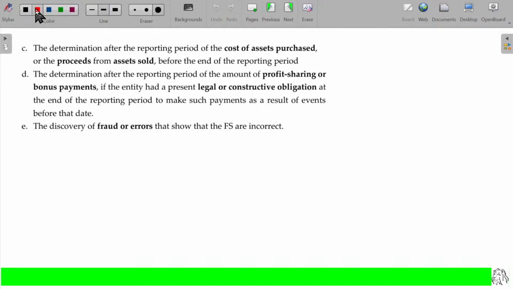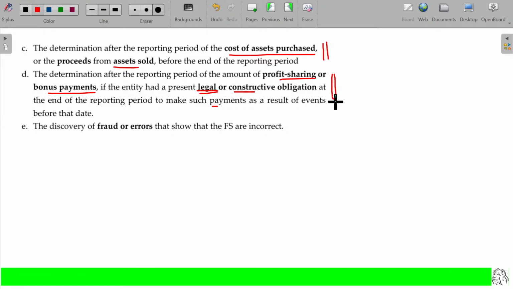Now, in case of the cost of assets purchased compared with the assets sold, if you find that the assets will be realizing only a loss, then you can make a provision for that adjusting event. And profit sharing and bonus payments with the employees remain unsettled, but there will be a conflict between the management and the employees union. And as per the court judgment, if a payment is confirmed later on, then that will also be an adjusting event.